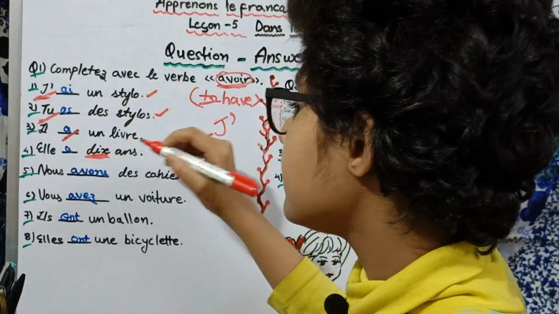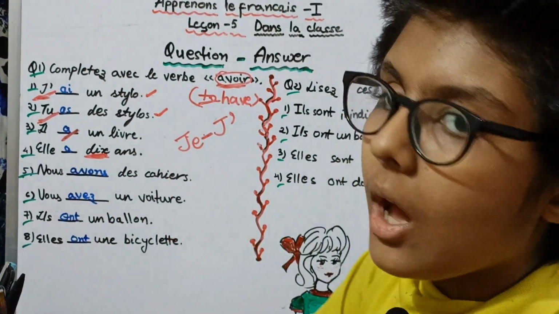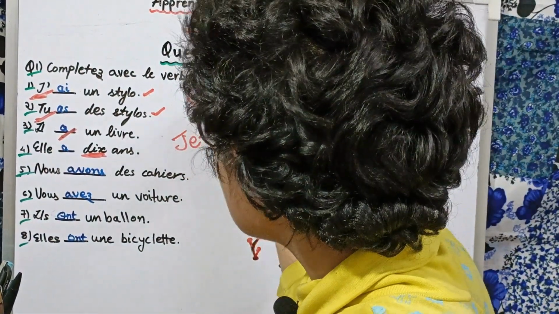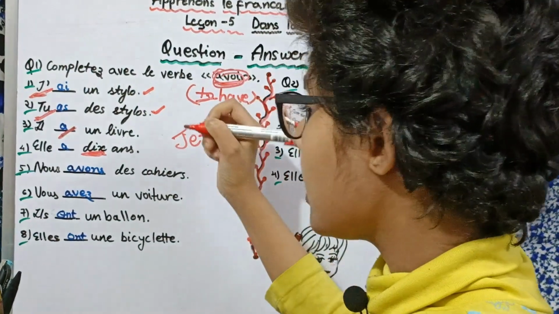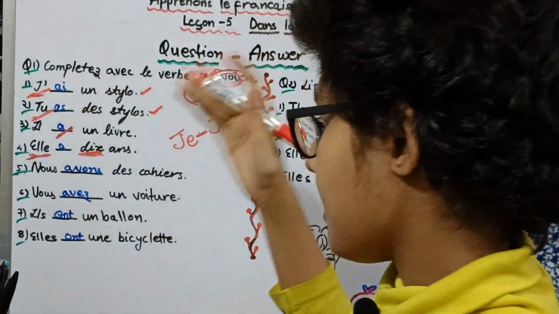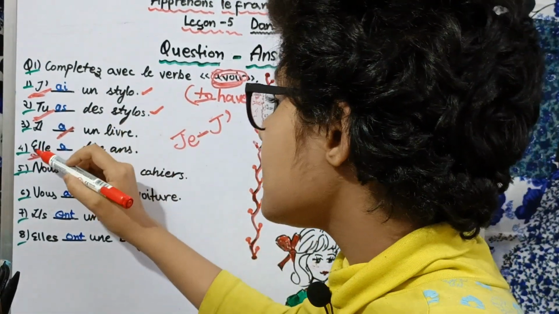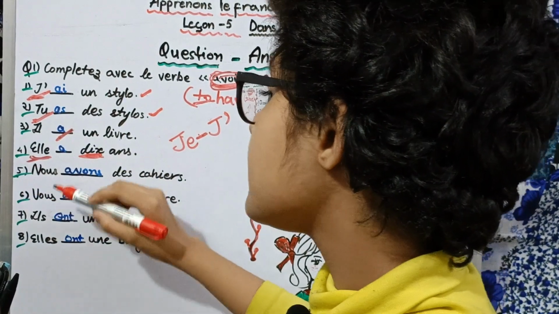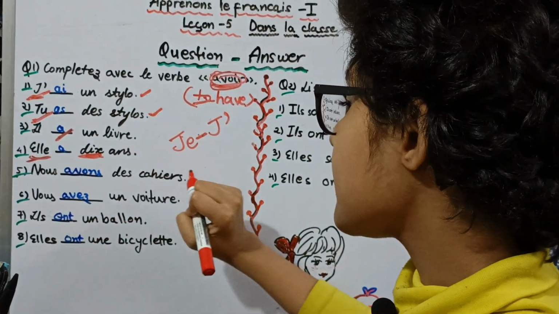Here we have 10, 10 ans. Now as I've already told you, another use of the verb avoir is to tell ages, and here is a quite big example of that one. That is, she is 10 years old. Now the fifth sentence is nous avons ces livres.